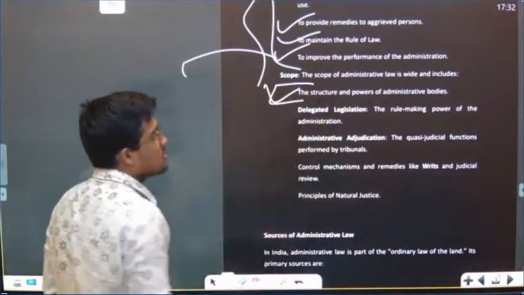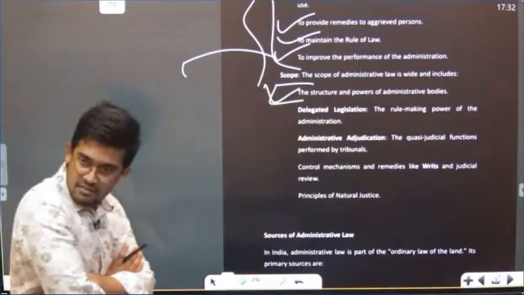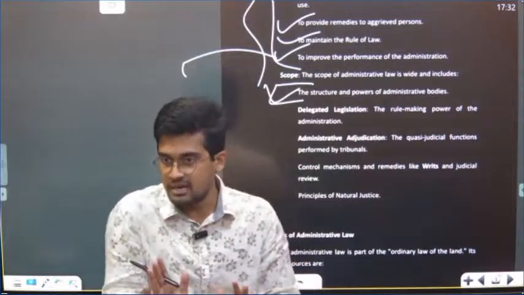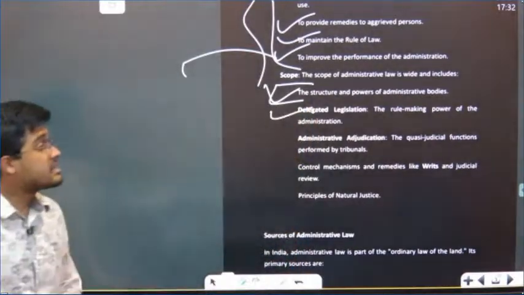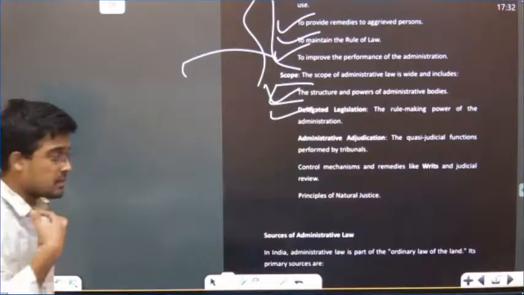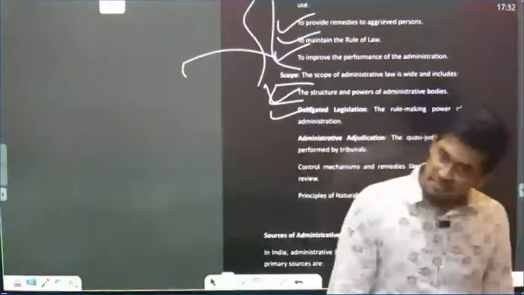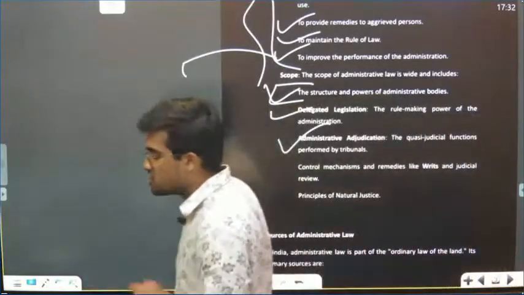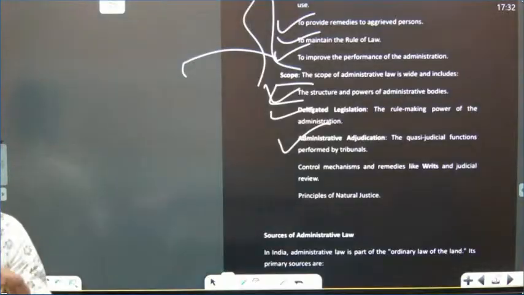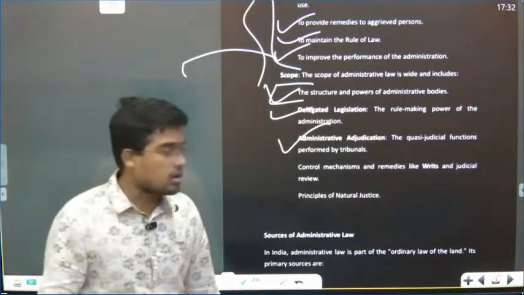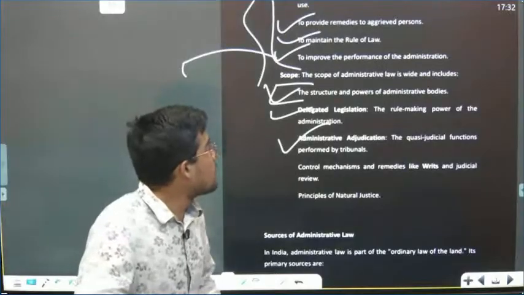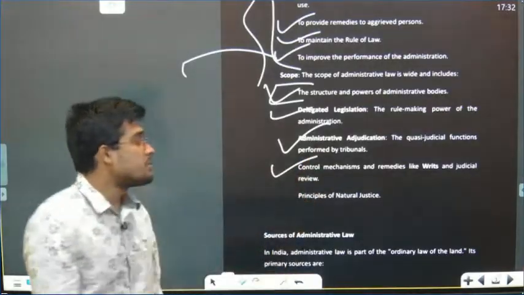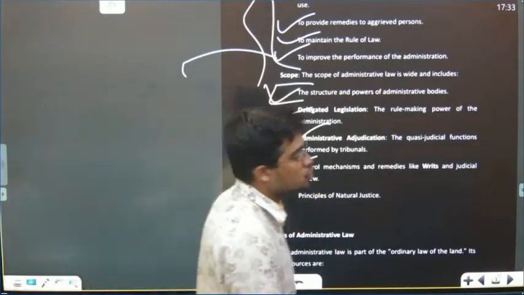Basically, the structure and power of administrative bodies are studied. These are administrative bodies, and their structure and power are studied under administrative law. Secondly, delegated legislation is studied. That means the rule making power of the executive is studied. Similarly, administrative adjudication, the quasi-judicial functions of the administration when they are deciding to do something or not, is also the scope of administrative law. And finally, control mechanisms and remedies like writs and judicial review.